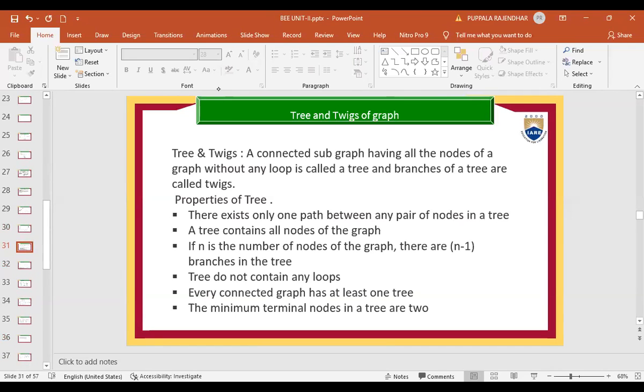Okay, a connected subgraph having all the nodes of a graph without any loop is called a tree, and the branches of a tree are called twigs. Branches of a tree are called the twigs.